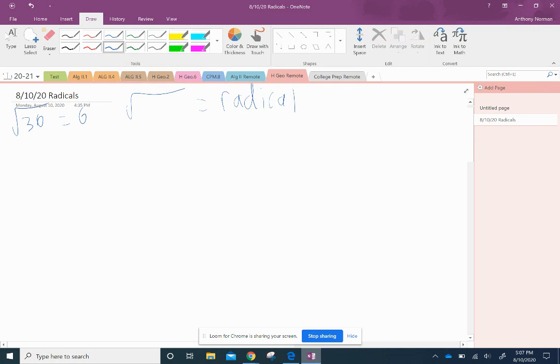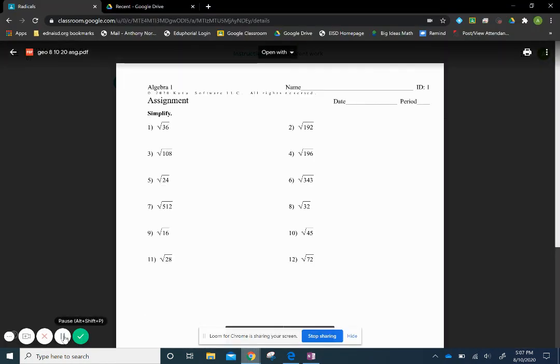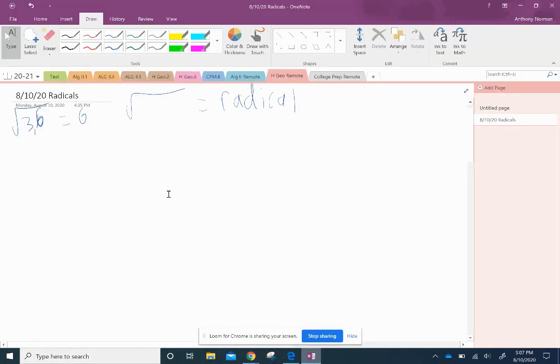But how do we know that? Let's think about it a little bit. What does that actually mean? I think most of you will agree that the square root of 36 is 6. It can also be represented as 6 times 6. 6 times 6 is 36. And you can multiply it underneath the radical.